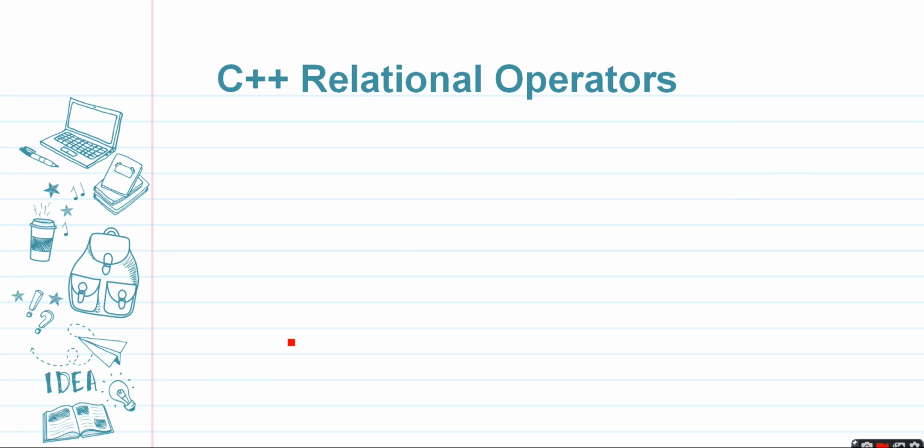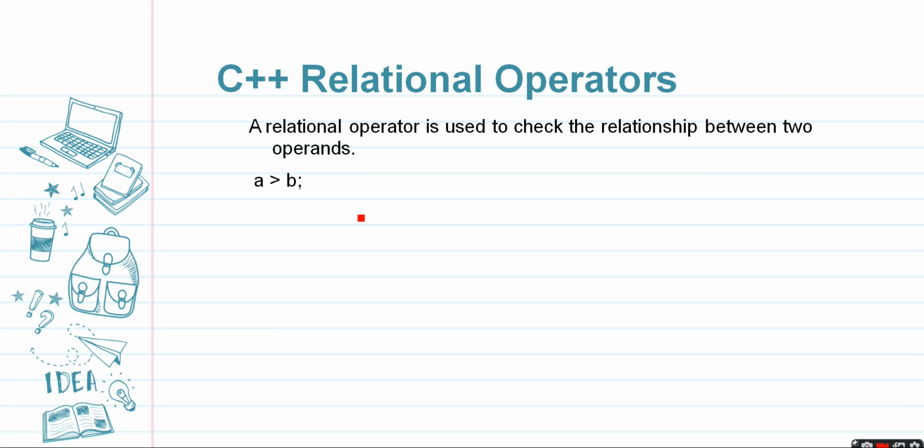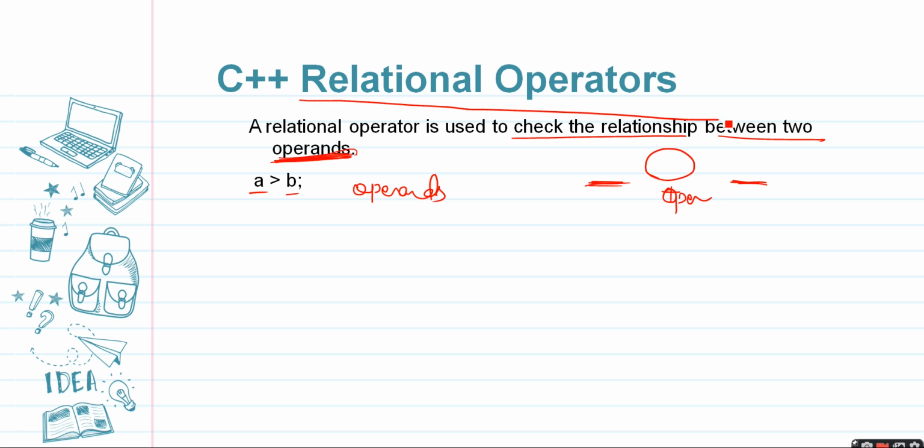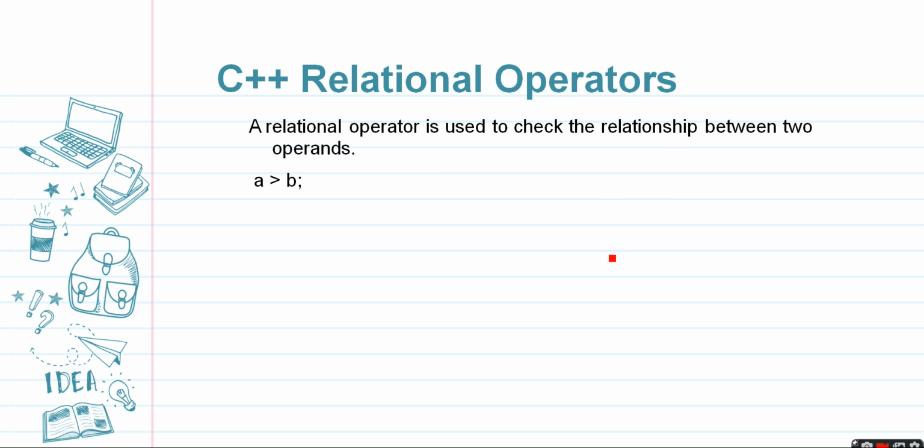Relational operators. We have already learned about relational expressions. In the same way, a relational operator is used to check the relationship between two operands. I already explained operands, right? We have some operator in the middle, and whatever the values are, these are termed as operands. So here a and b are termed as operands. A relational operator is used to check the relationship.